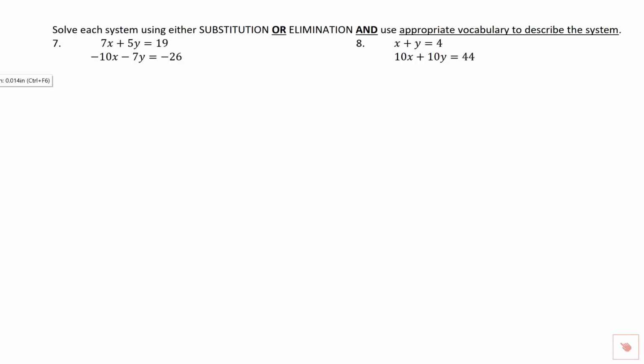Now, I think I'm going to do one of these using substitution, the other one using elimination, so let's just see how that goes. I'm going to take this one and eliminate. I'm going to look at this and say, hey, I could turn both of those into 70s, or if I've got a 5 and a 7, I could turn both of those into 35. So I'm going to turn those into 35s. That'll keep things a little bit smaller.